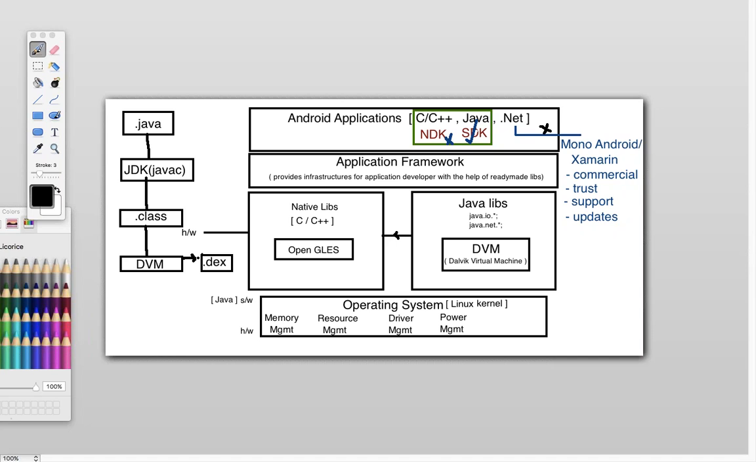First, DVM will convert into its own bytecode format called .dex. Then it will execute the .dex file.